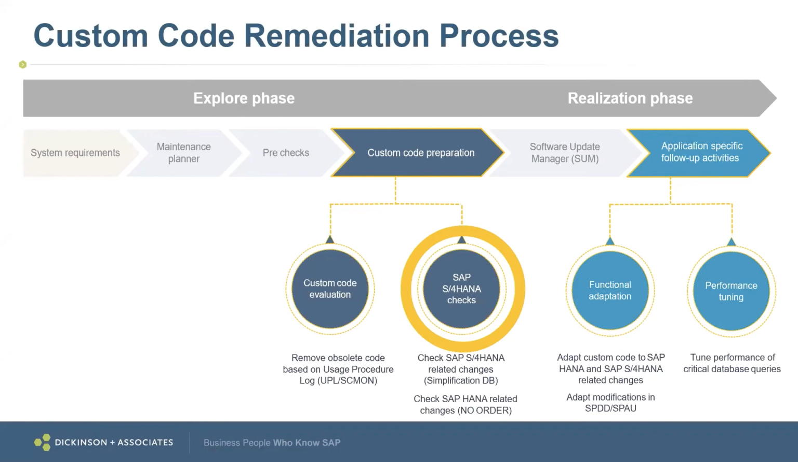Then ultimately, once we've decided this is the set of code that we want to really run an analysis on, you run it against the simplification database. Now I mentioned the simplification database clear back in the readiness check. So this is a tool provided by SAP that talks about changes between SAP ECC and S/4HANA. One of those changes is code.